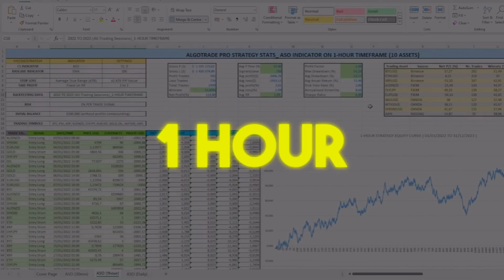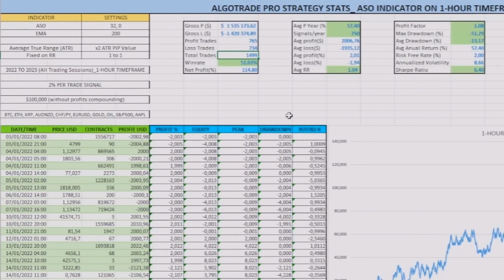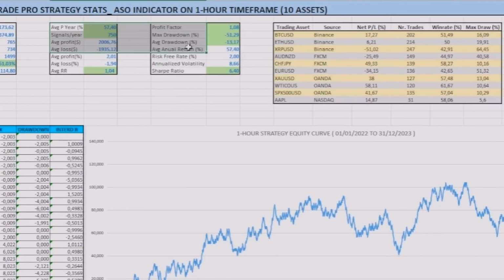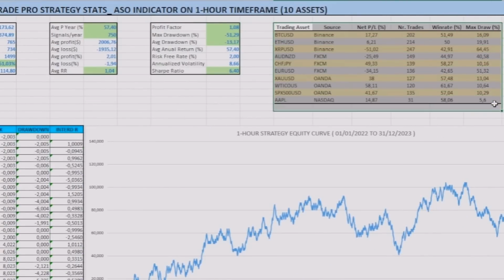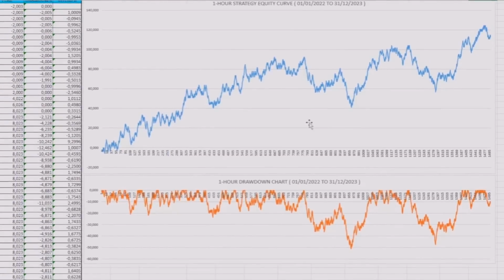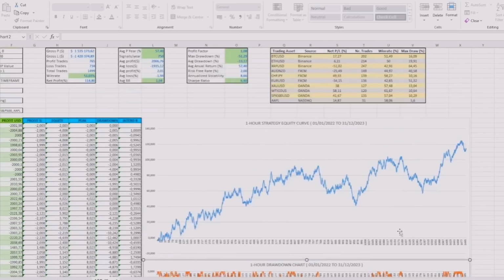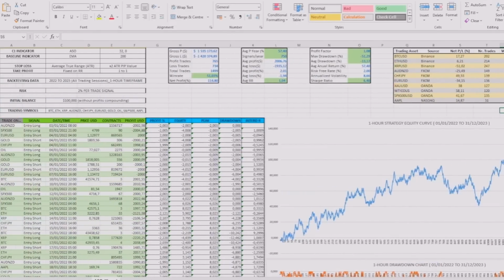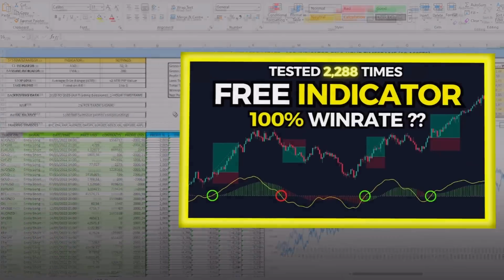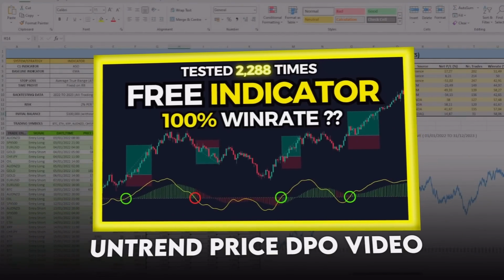Next, in the 1-hour time frame, after almost 1,500 trades, the indicator achieved a win rate of about 51% and a net profit close to 115%. Again, here you can find other metrics, the results from every asset and the equity chart, which is better than the previous one, but even so, it had a big drawdown here. But, of course, this is something that can be easily fixed by adding a volume or a filter indicator to the system, as I showed you in the previous episode of this series regarding the untrend price DPO filter indicator.